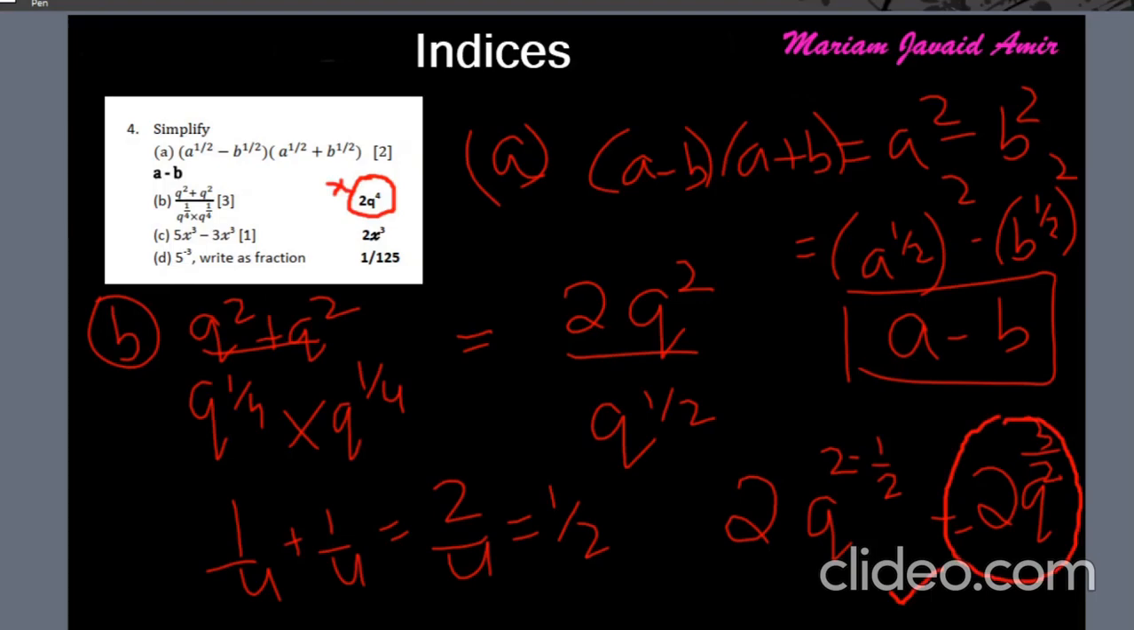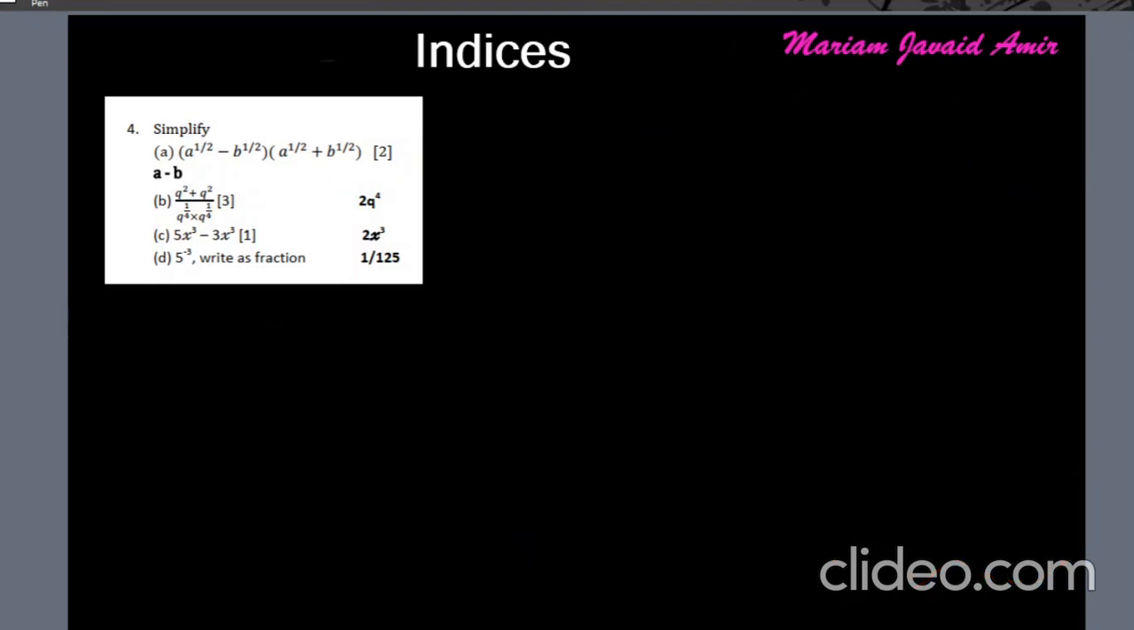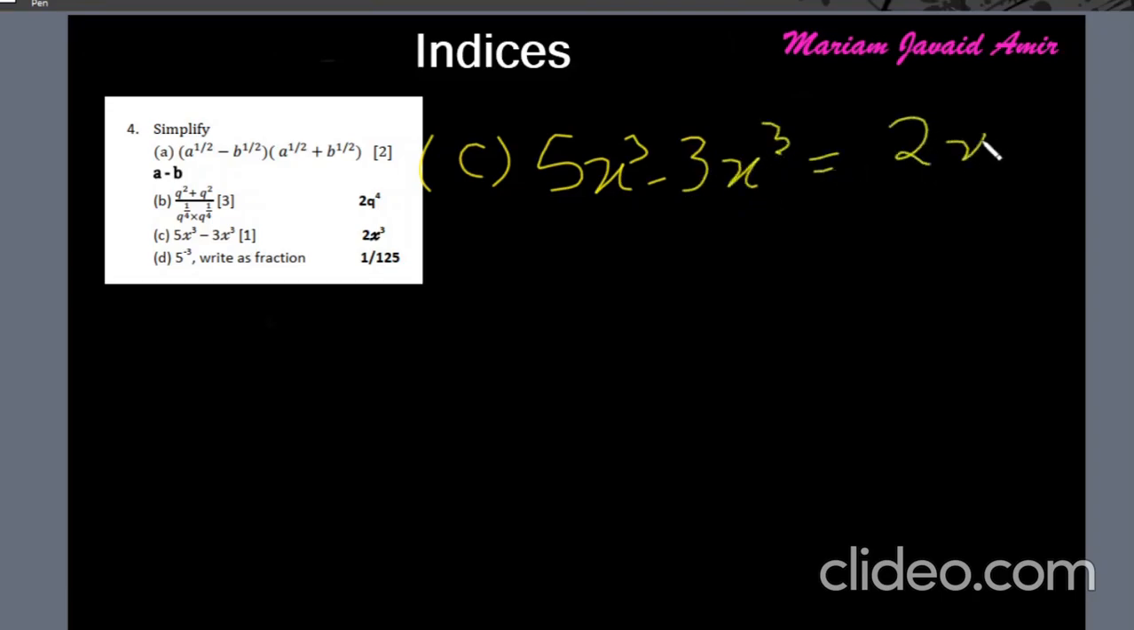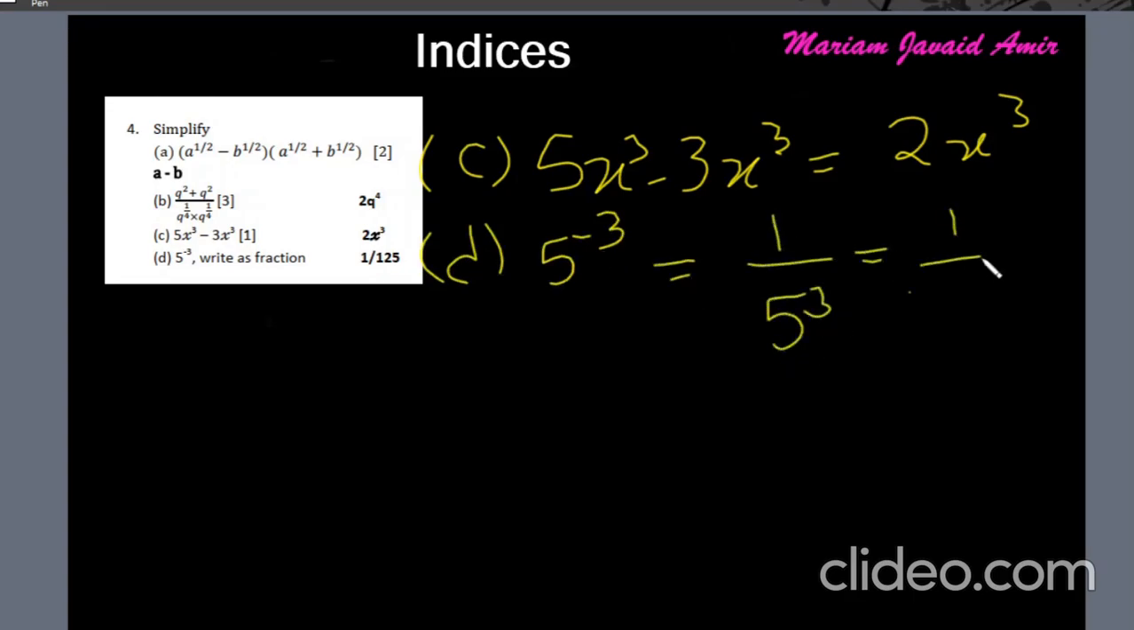Part C, which is 5x cube minus 3x cube. This is simply 2x cube, since just like 5x minus 3x is 2x. So same logic here. Part D is write 5 power minus 3 as a fraction, so this becomes 1 over 5 cube, which is 1 over 125.